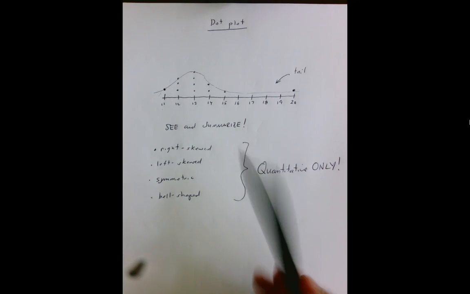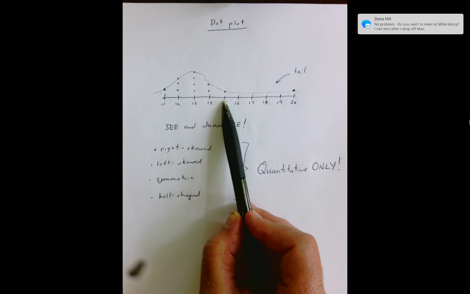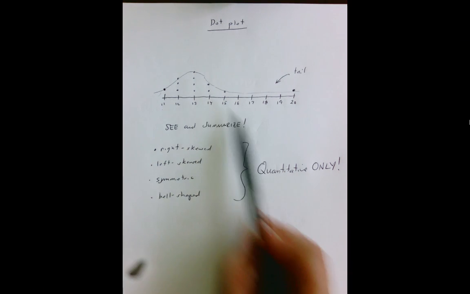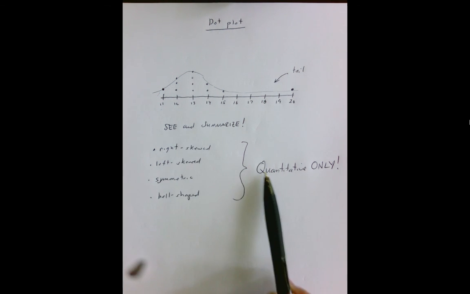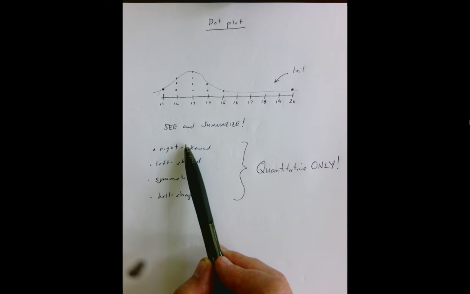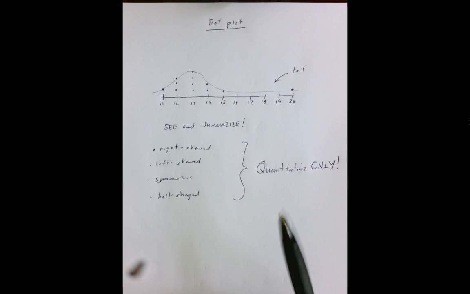What we want to do is look at these dot plots or histograms coming up. Apparently my wife's texts are coming up on the screen, so just ignore that, please. For a dot plot or a histogram for quantitative data, we're going to decide which one of these describes our distribution.